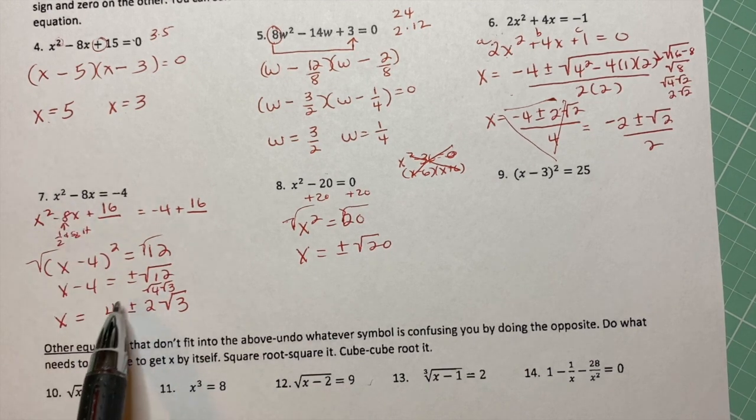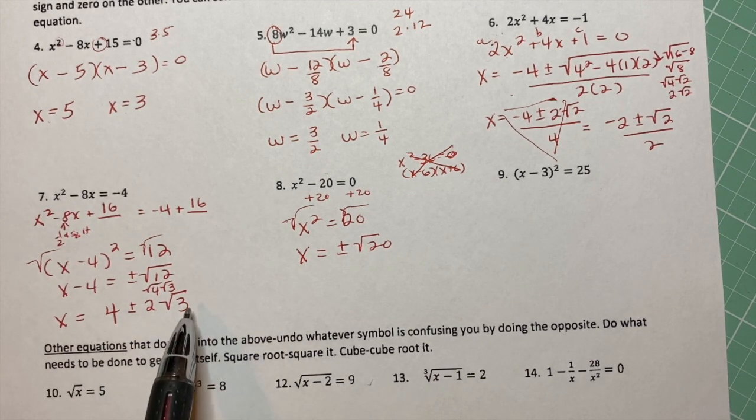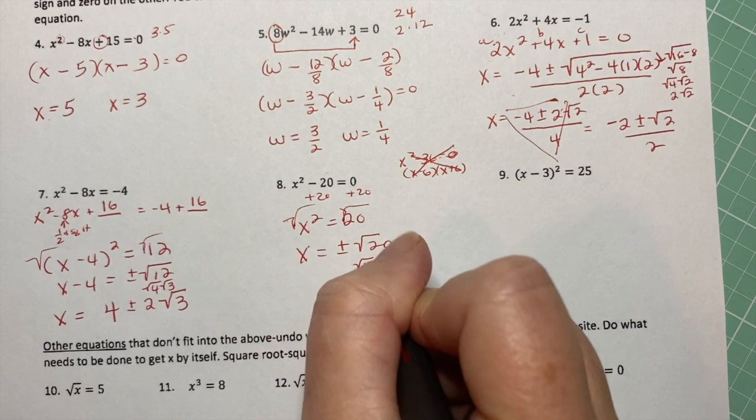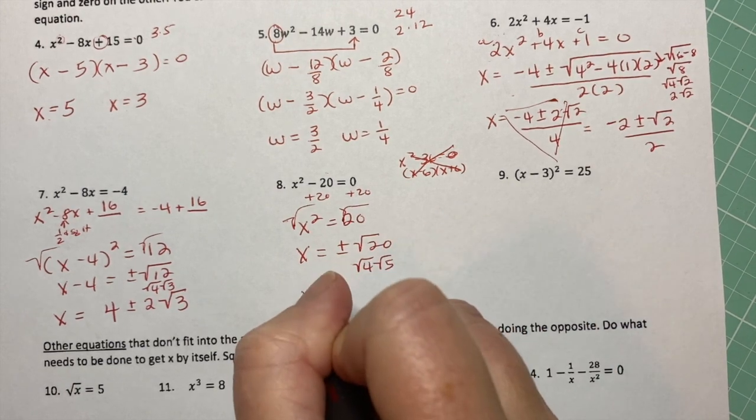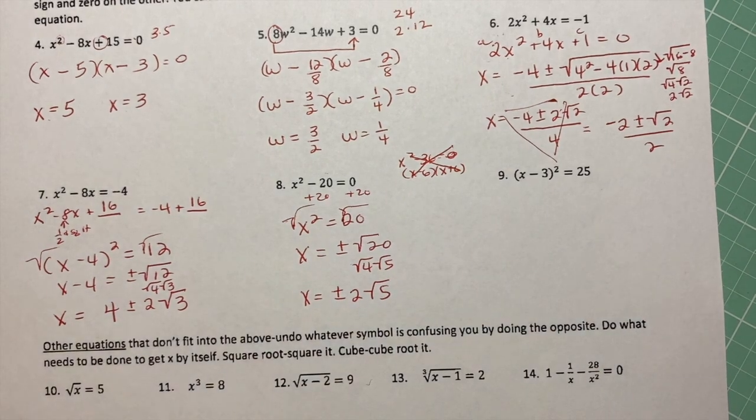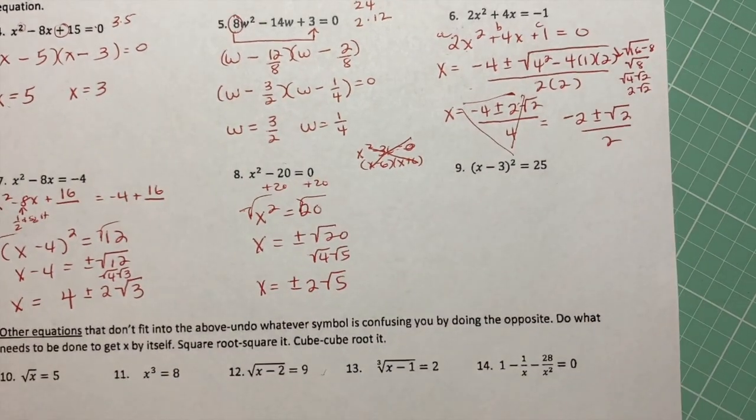So the answer is 4 plus 2 square roots of 3 and 4 minus 2 square roots of 3. It's two different answers. And then we do need to simplify here. Square root of 4 times square root of 5. So x equals plus or minus 2 square roots of 5. So we solved that one by the square root property.